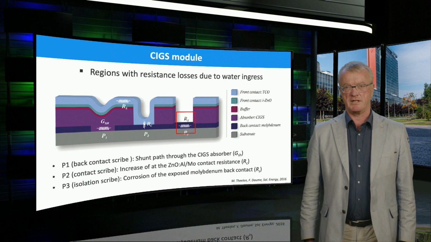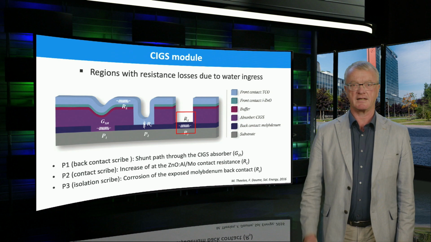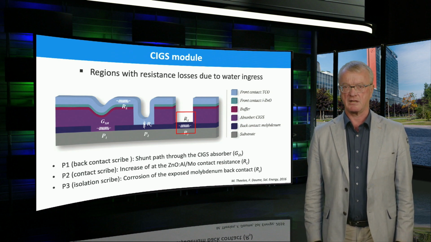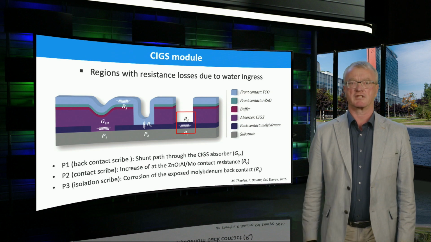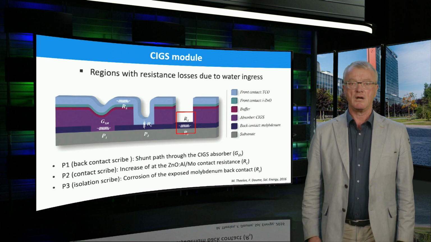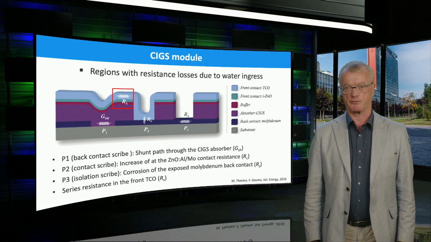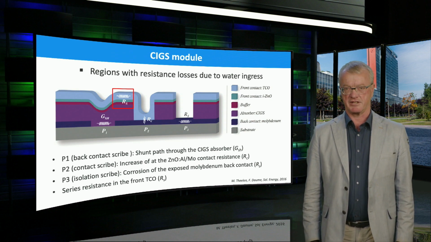In addition, we need to point out that the quality of the P1, P2 and P3 areas are not only influenced by the oxidation under damp heat test conditions, but also by the quality of the scribing processes. Of course, TCO degradation also significantly affects the module performance due to increased series resistance.